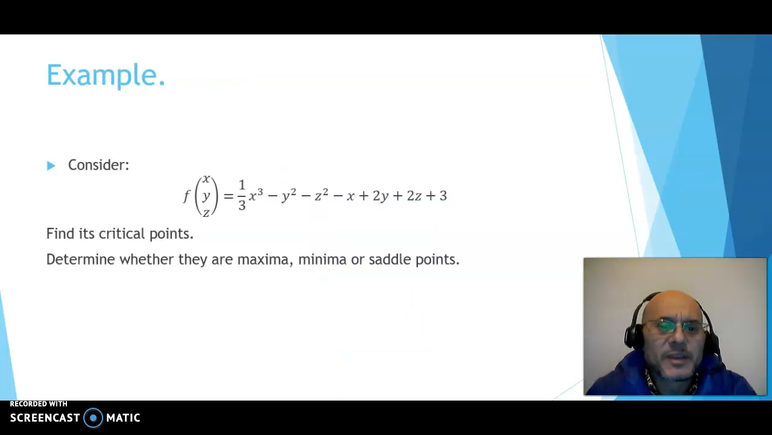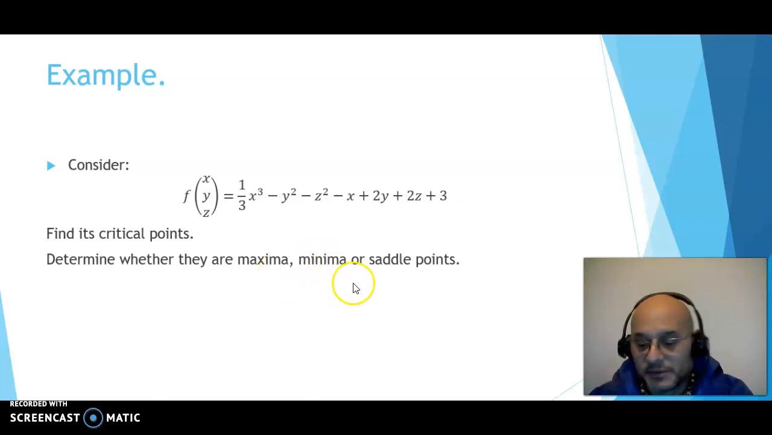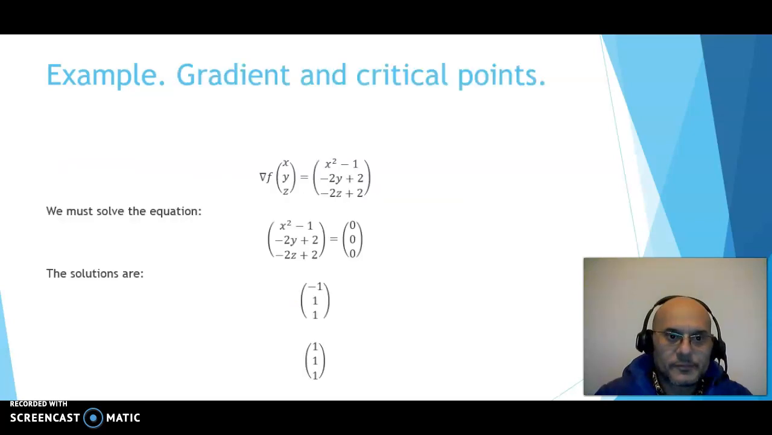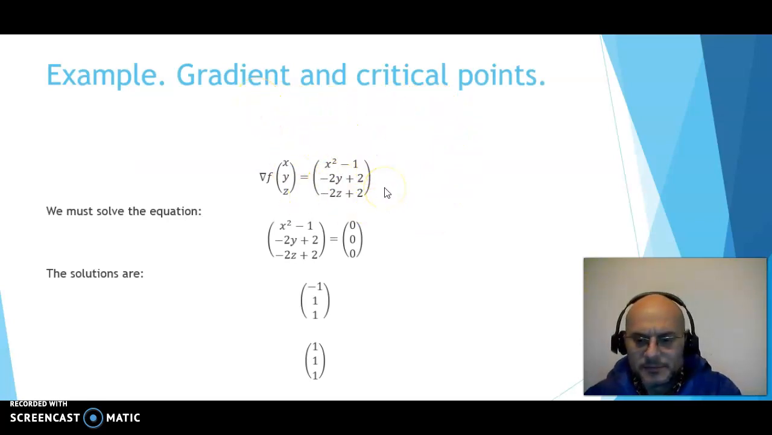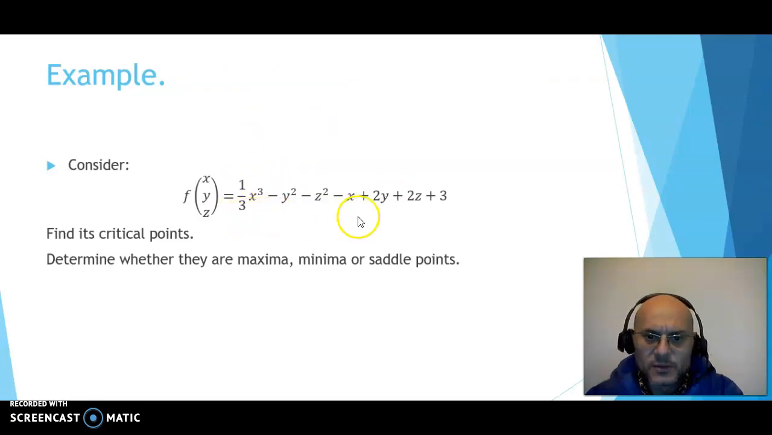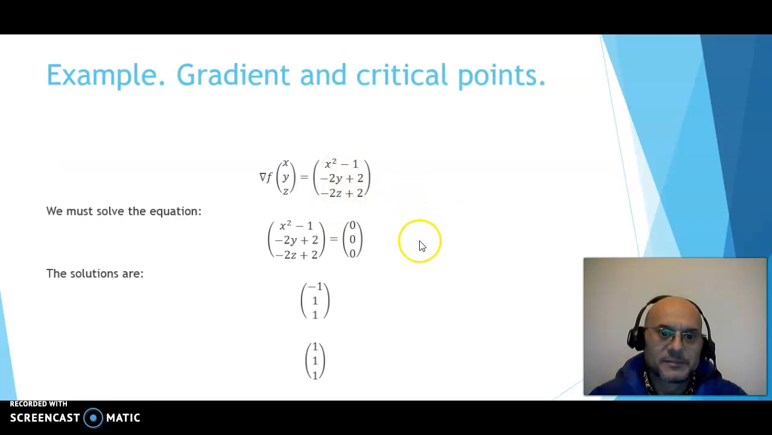Now, a simple example. Consider this function. This is a function of three variables. It's a polynomial actually. And we have to find its critical points first, and then we have to find out what they are, maximum, minima, or saddle points. First, to find the critical points, we must compute the gradient. Here it is. I will return one slide. You can write down this function. Please compute the gradient, and then check out if you got the same answer as here.